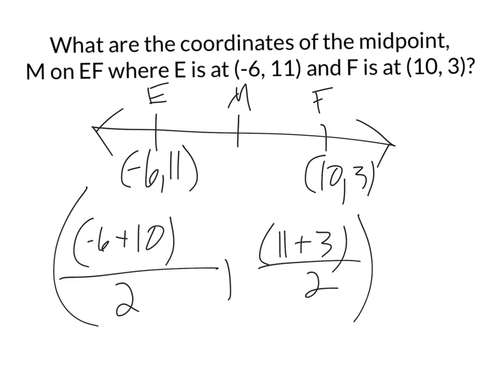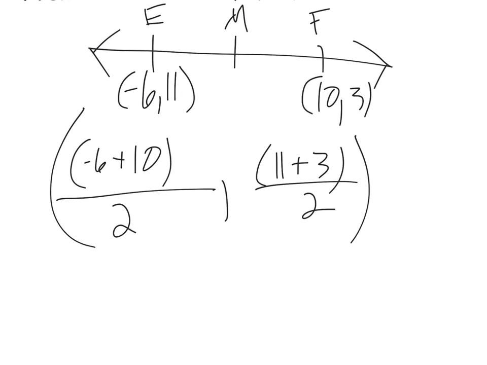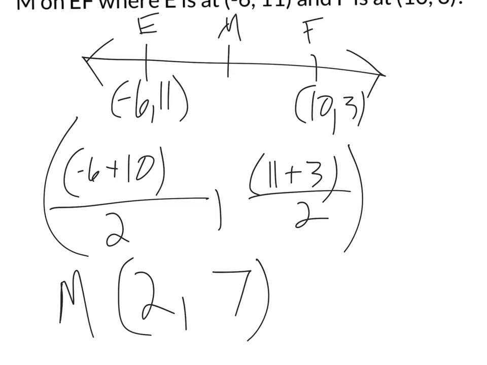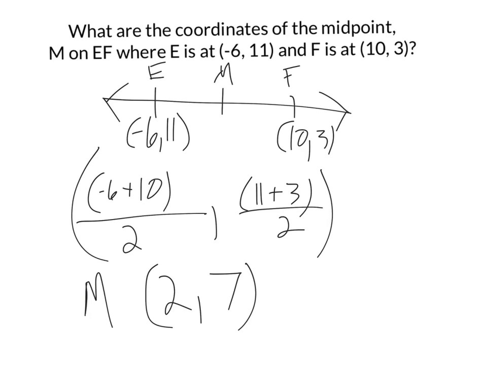Okay, so the coordinates for my midpoint are going to be at, let's see here, negative 6 plus 10, that's going to make 4. 4 divided by 2 is 2. And 11 plus 3, that's 14. 14 divided by 2 is 7. So this is where my midpoint M is at. So that's very quick. Okay, so you can use this formula, but only when you're looking for the midpoint when given the endpoints. Notice how I didn't mention the formula for my other examples. So yeah, just pay close attention to that.